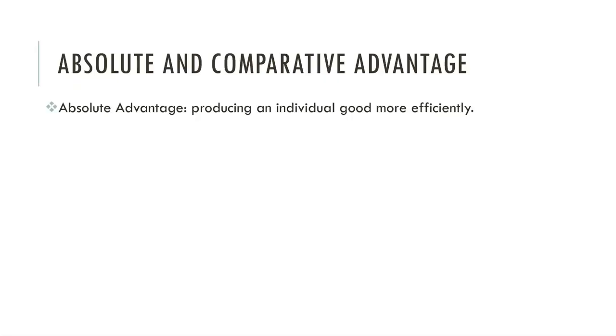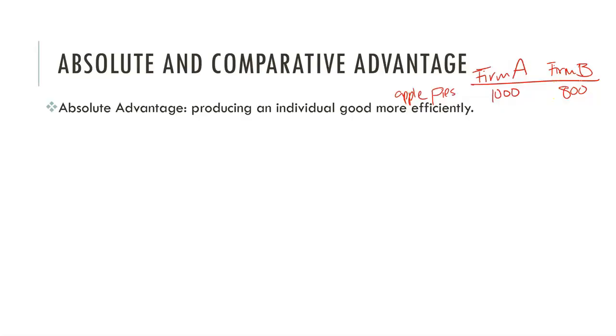Okay, so now let's get into our discussion about absolute and comparative advantage. Absolute advantage means that somebody can produce more than somebody else. So let's say we have 2 companies, firm A and firm B, and they both make apple pie. Every week, firm A can produce 1,000 pies, and firm B can produce 800 pies.